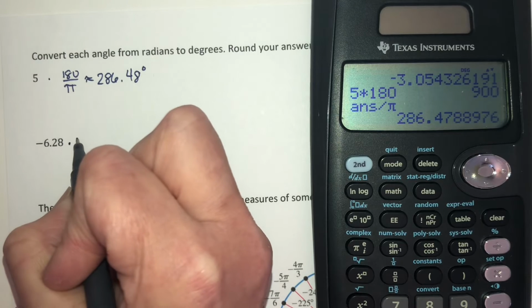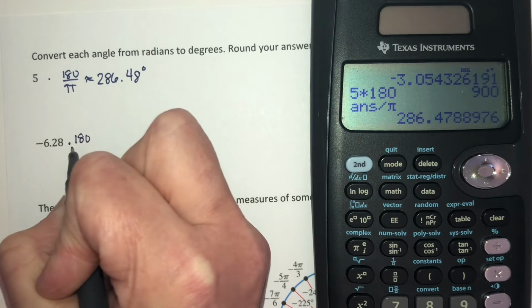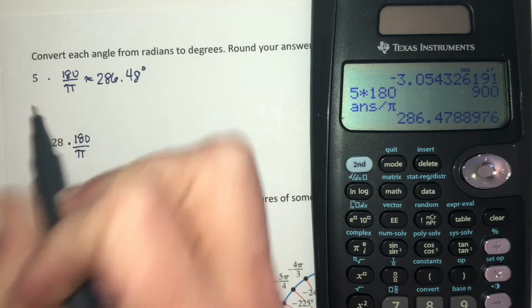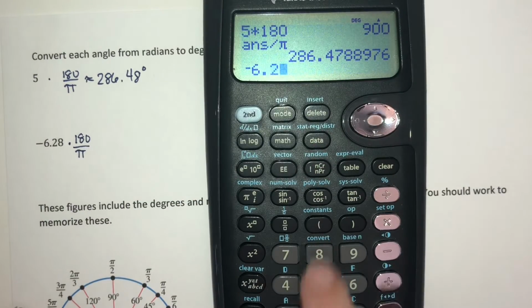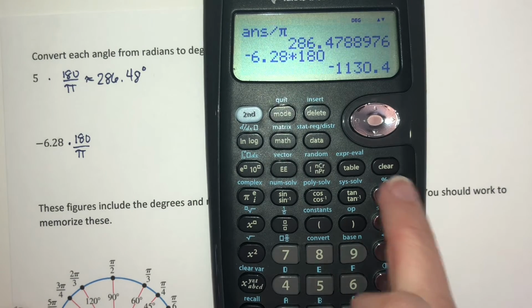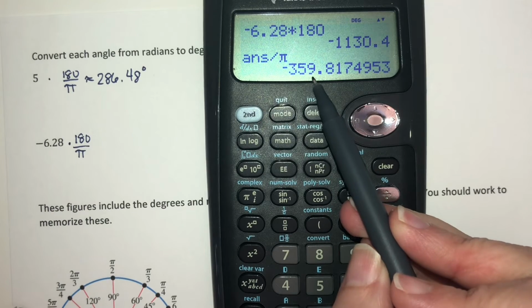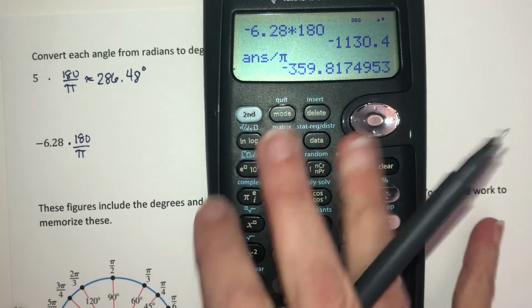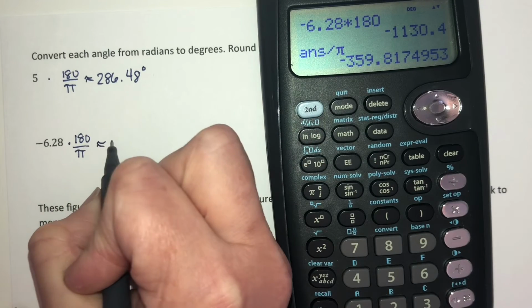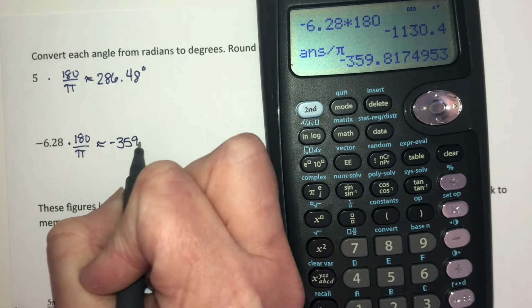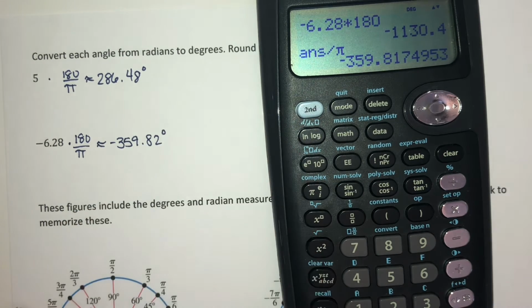So I'm going to multiply this by 180 over pi. So negative 6.28 times 180, and then divide by pi, we get negative 359.82 degrees. Notice how close that is to 360? And it should be, because this was an approximation, and negative 2 pi would be negative 360 degrees.